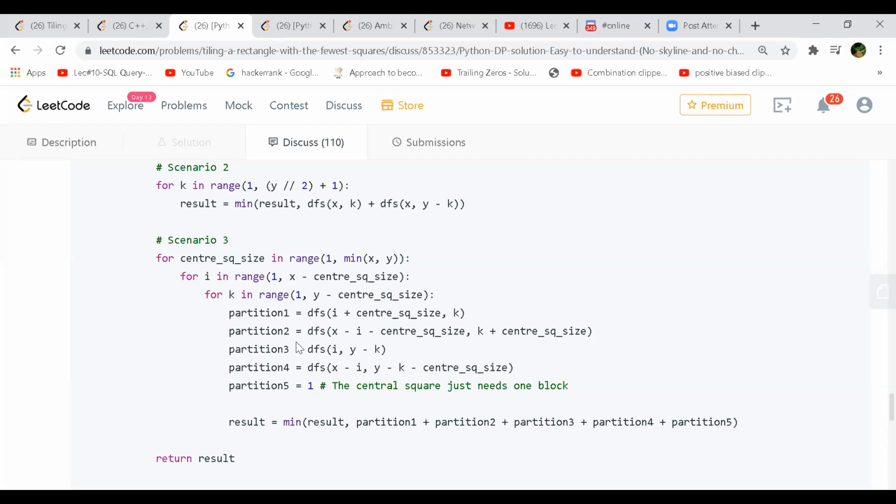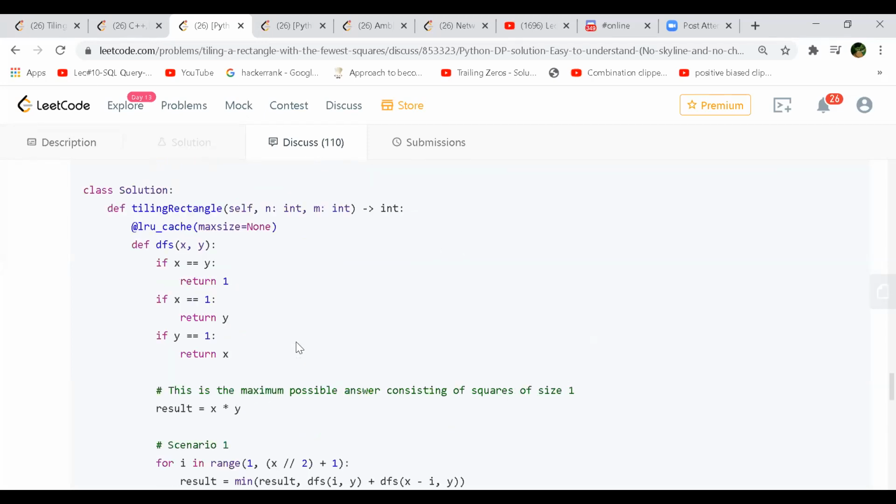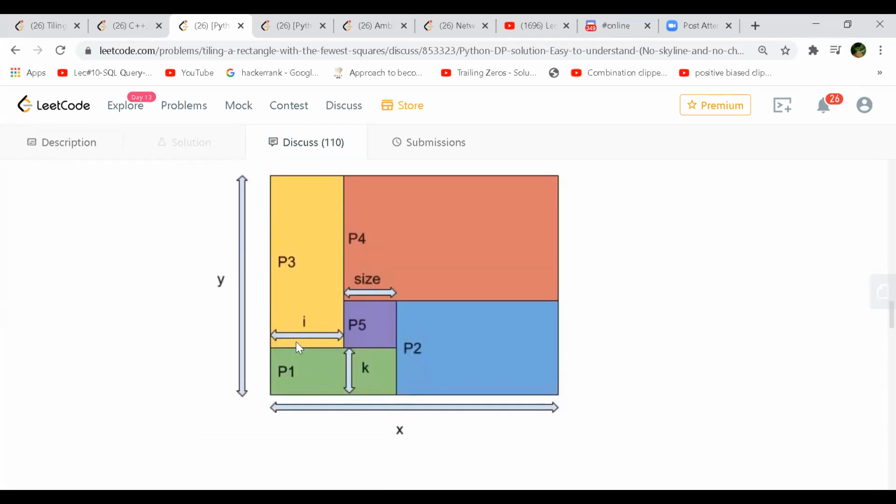If you map this back to the diagram, it will make more sense. If you look at P1, we have k over here. This is k. And if you look at its width, this is the width, and the length will be x minus i, right? i minus the center size is x. So he is trying to calculate this rectangle, and the same way he'll follow for the others also.